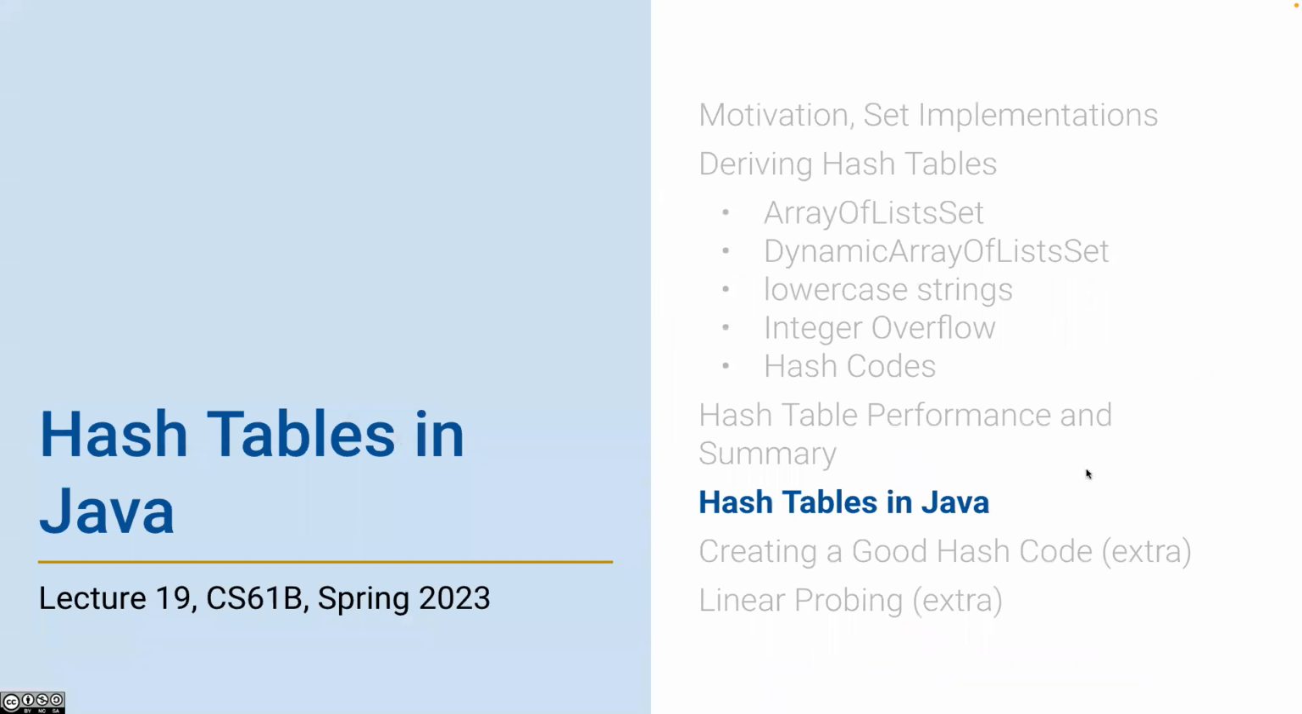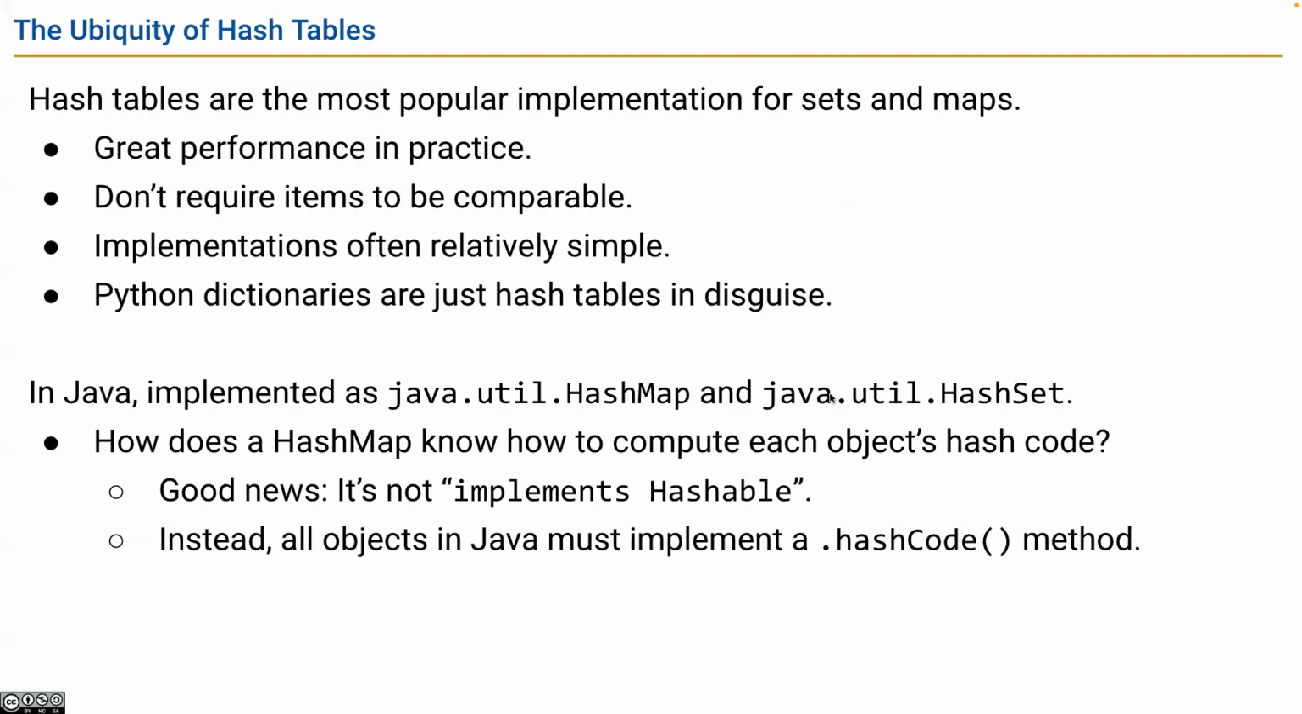All right. So let's talk a tiny bit about hash tables in Java. And then I might have time to talk about performance and summary, maybe not. Hash tables are the most popular implementation for sets and maps. This is what a Python dictionary is. The implementations are actually relatively simple to create. Writing the code for a hash table, which you'll see in next week's lab, is easier than what you did in last week's lab, which was even easier than the left-leaning variety. So hash tables are relatively easy to implement compared to balanced trees. They don't require items to be comparable, and they're very fast.